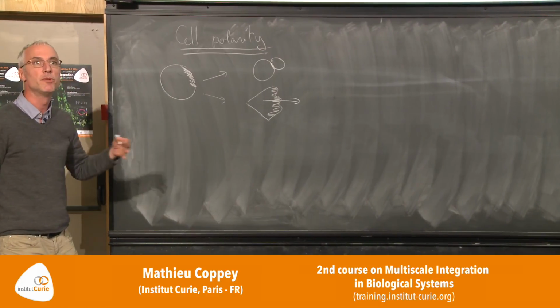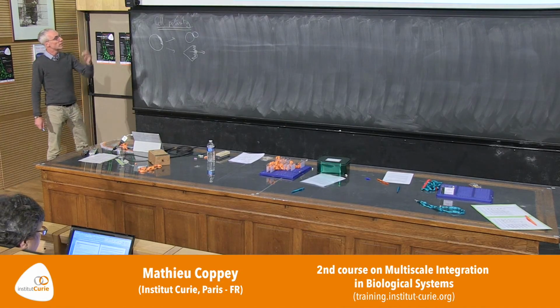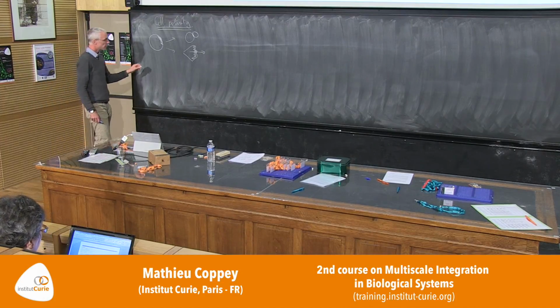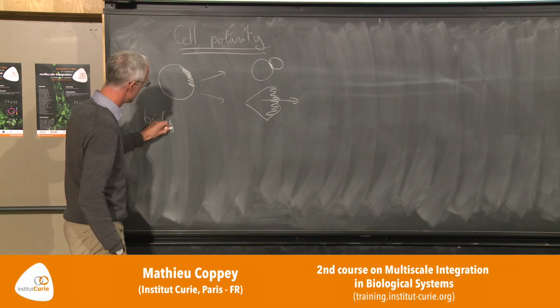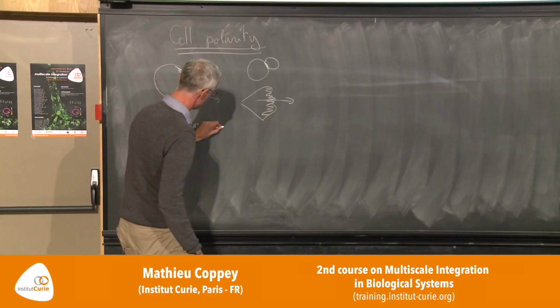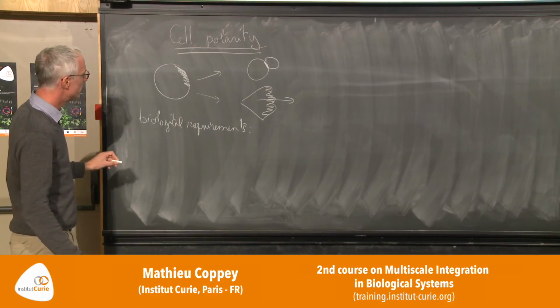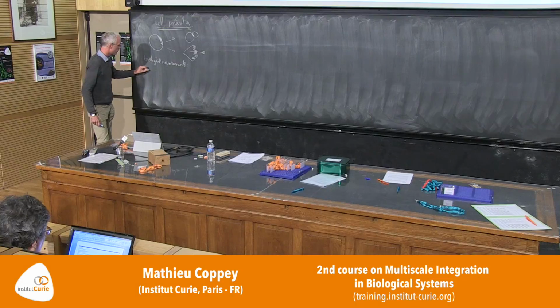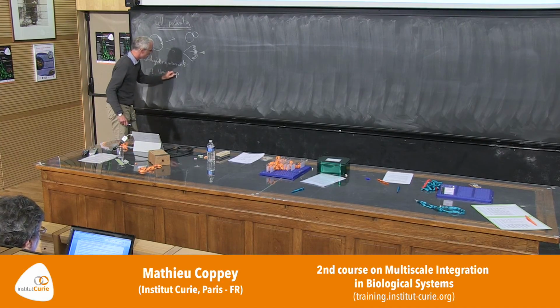So that's the whole idea of this course: which kind of model, which kind of physical mechanism can do that. If you just look at biological systems and ask what the biological requirements for that are, there are very easy principles. The first thing that is important is to have a unique polarity axis.